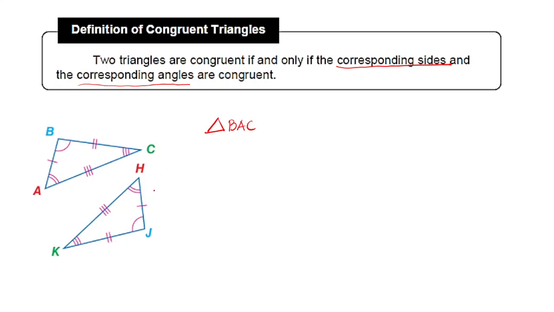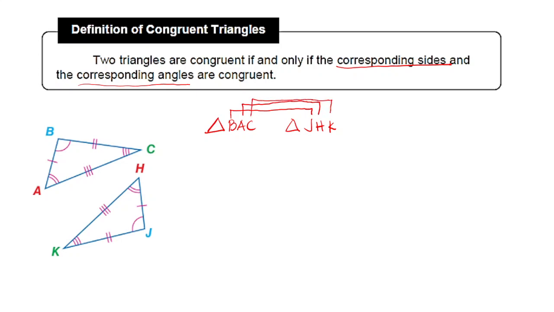And triangle JHK. Now let's identify the corresponding parts. So B corresponds to J, A corresponds to H, and C corresponds to K.